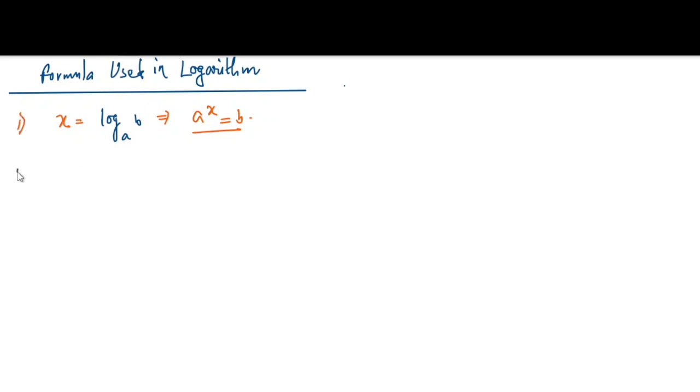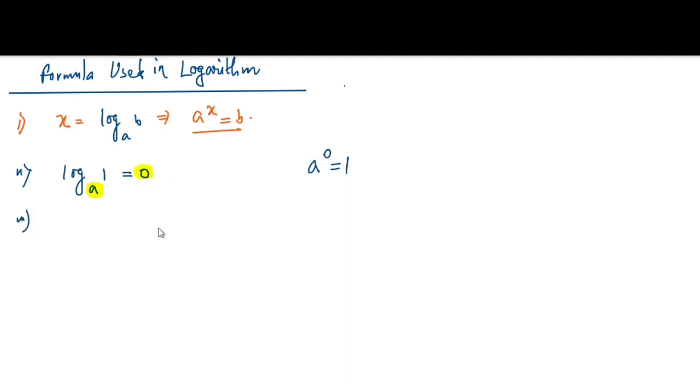Now the second one: what is the value of log 1? We all know that a to the power 0 equals 1. So if I express this in terms of logarithm, then log a base 1 equals 0. Whatever the base is, because a is arbitrary, a can be anything, the value of log 1 is always 0. That is the formula.